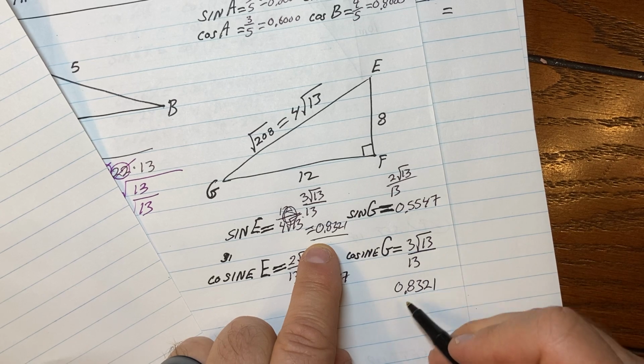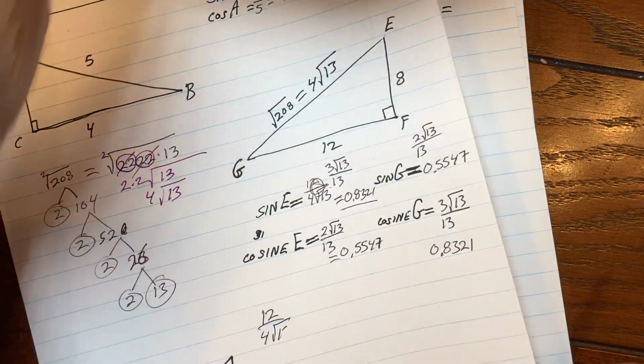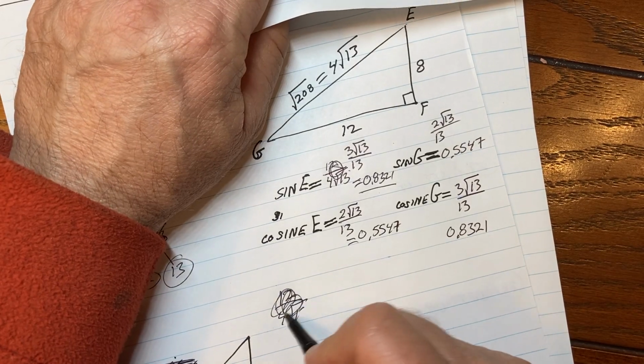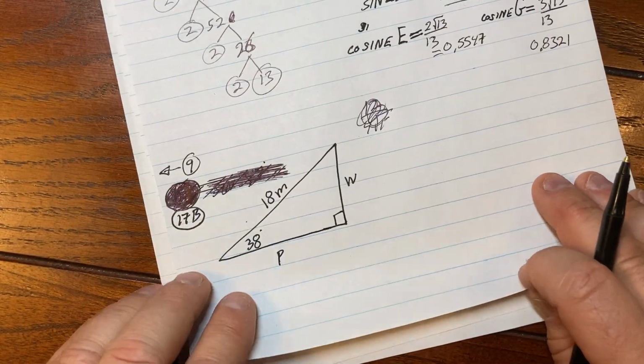0.8321. I don't think she likes math, that dog. Wow. It's not mama. All righty then.